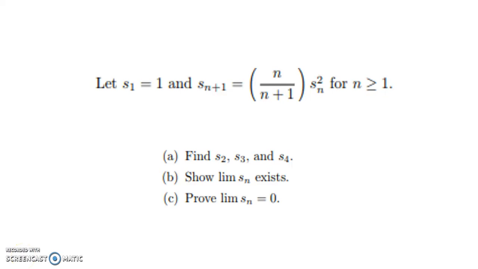Hi everyone, I'm going to be working on book problem number 10.9. It says let s sub 1 equal 1 and s sub n plus 1 equal n over n plus 1 times s sub n squared for n greater than or equal to 1. This problem has three components, so we're going to start with part A.